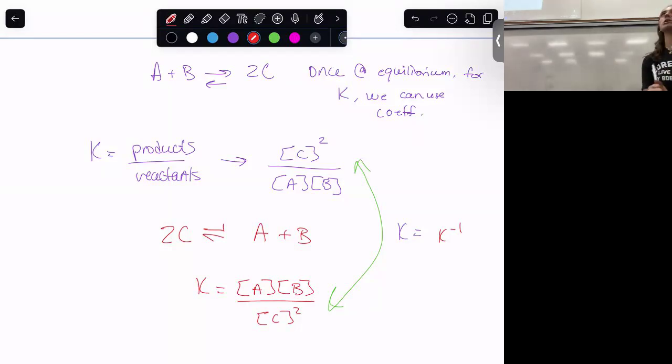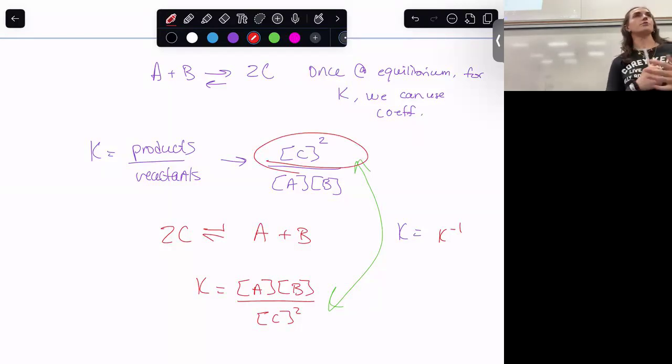Right, say K is 1,000,000. Does that mean we have more products or more reactants? We would have more products, right? If we have a very big K, that means our numerator is heavy. We have a very large number at the top of our fraction, pulling us to a very big number.